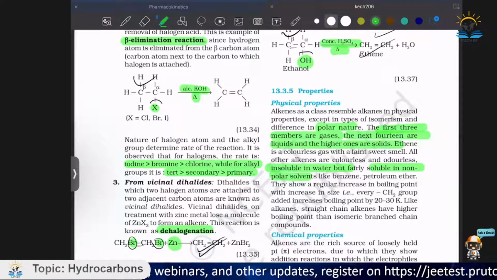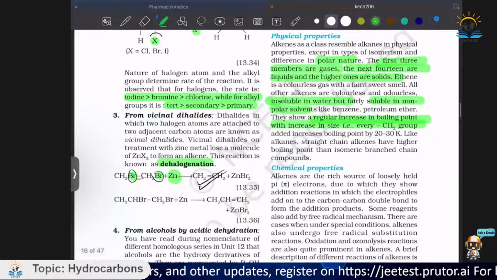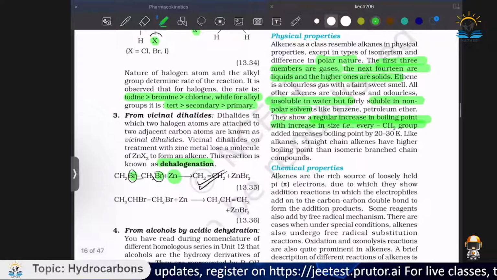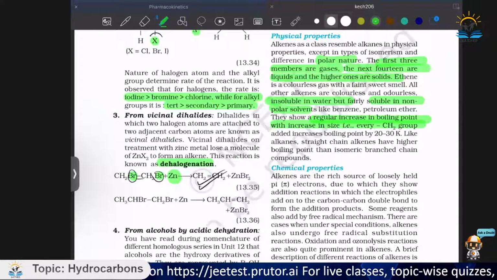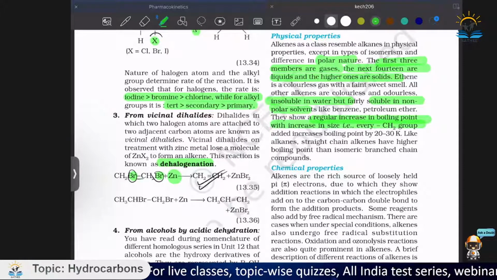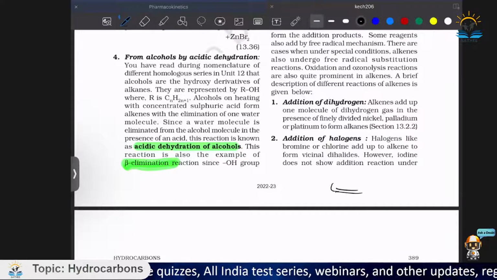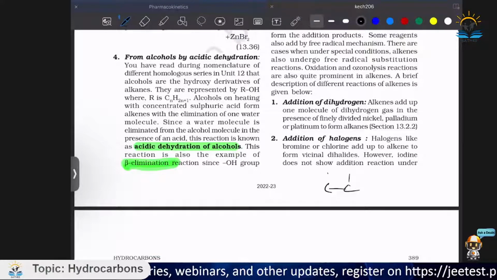Next important one is their chemical properties. What you need to remember here is they are a rich source of loosely held pi electrons. So they show addition reactions. What is happening in addition reaction? Just the inverse of what you saw in preparation. A pi bond was formed between two carbons by removing something from these two carbons. So just break this pi bond, create a single bond, and add some A and B to this.